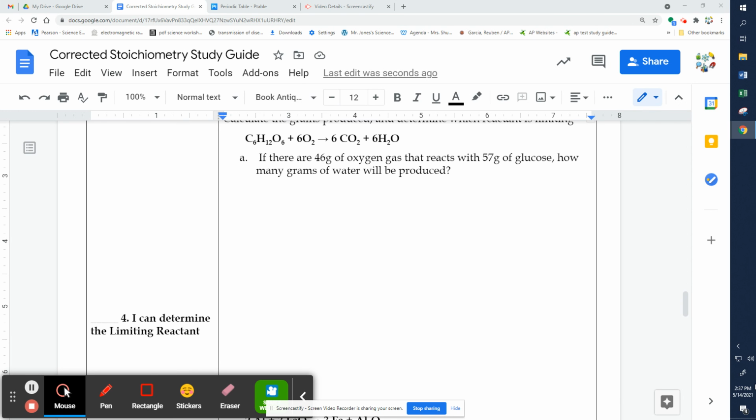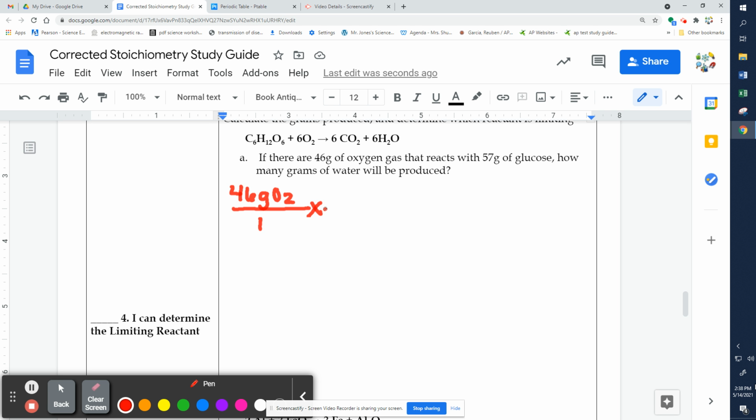So we're going to restart number 4. We're doing limiting reactant, so we're doing 2 different mass to mass calculations. First of which is going to start with 46 grams of oxygen. On the bottom, I want the molar mass. Oxygen is 16. 16 times 2 is 32. So on the bottom, I have 32 grams of O2. Top, that takes me to moles of O2.